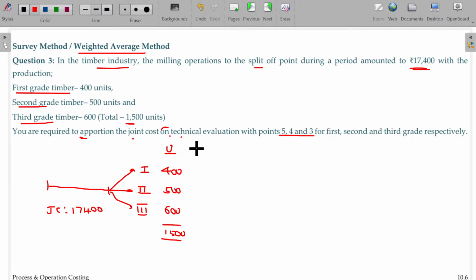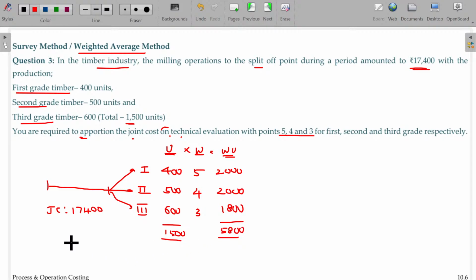Now the grade is given. Grade may be considered as weight. Like in goodwill calculation, you may calculate simple average profit and weighted average profit. Likewise, here also you are going to take the weighted average units. So the weightage for this is 5, here 4, and here 3. Now find out the weighted units. 400 into 5 and 500 into 4: 2000 and 1800. The overall value being 5,800.